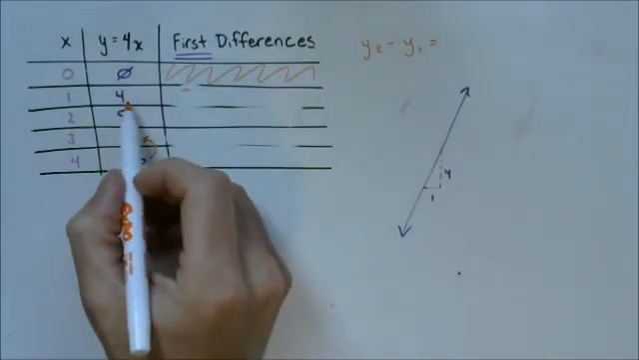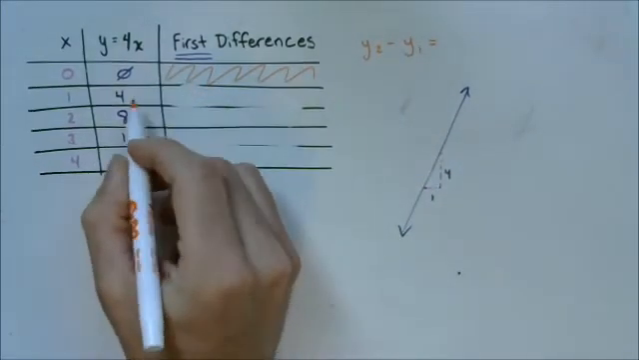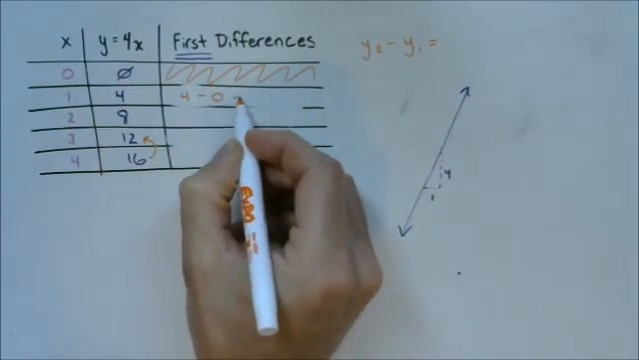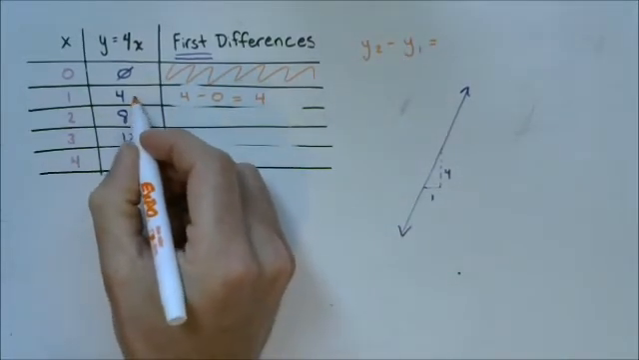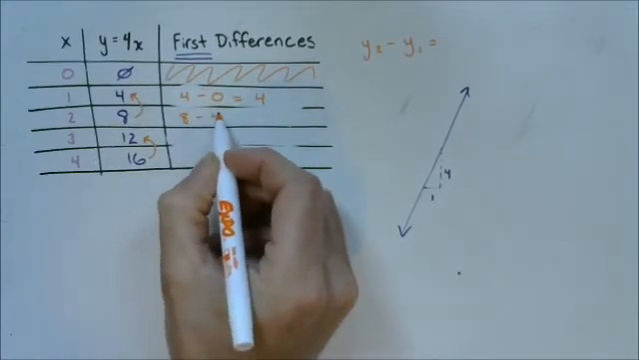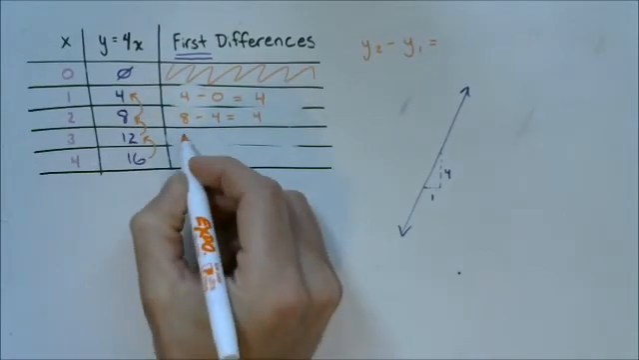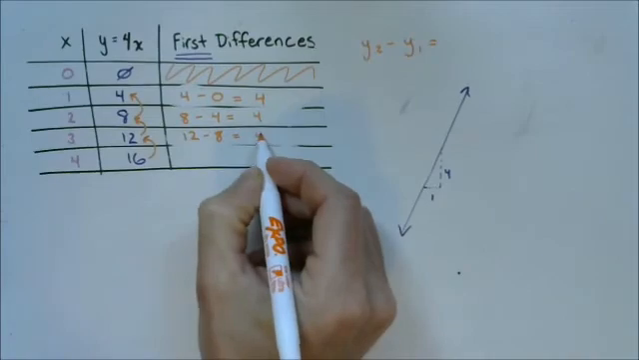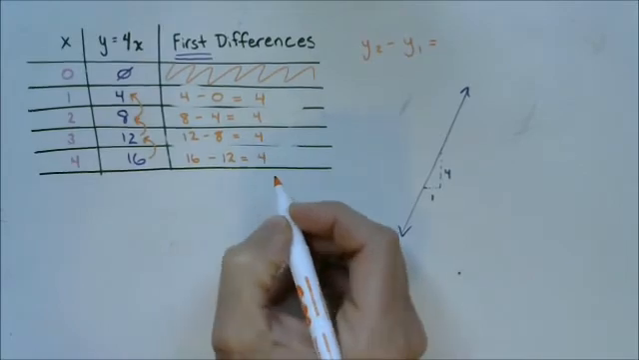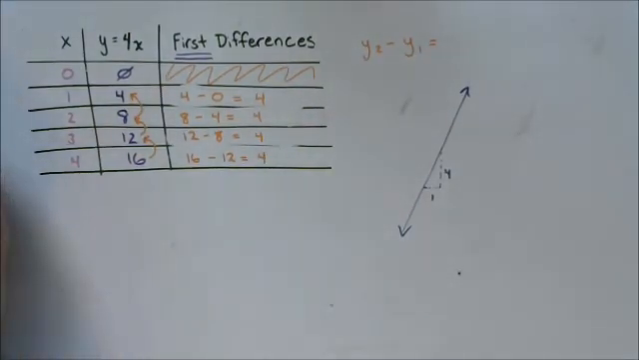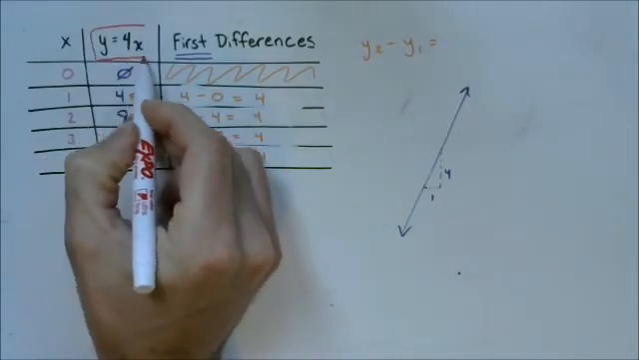So here we go. We'll call 4 y2 and 0 y1. And to find the difference between them, we simply take 4, take away 0. Well, 4 take away 0 is 4. Then we'll look down to our next one, and we have 8, take away 4. 8, take away 4, it's also 4. Then we have 12, take away 8. 12 minus 8, 4. 16, take away 12, 4.